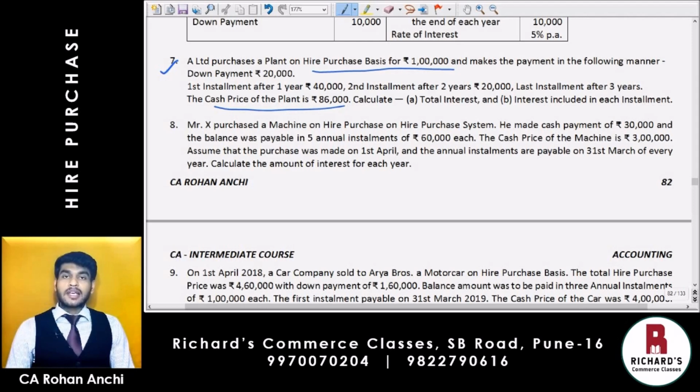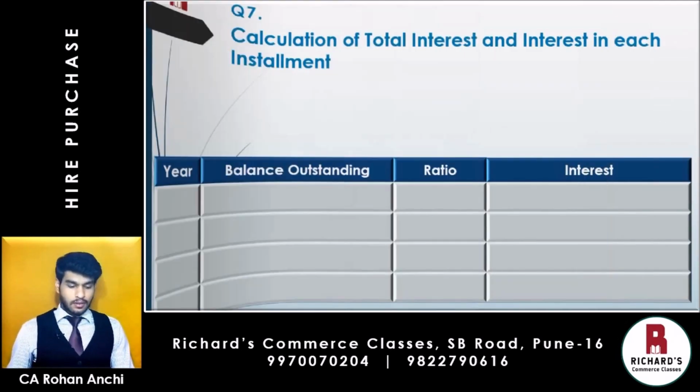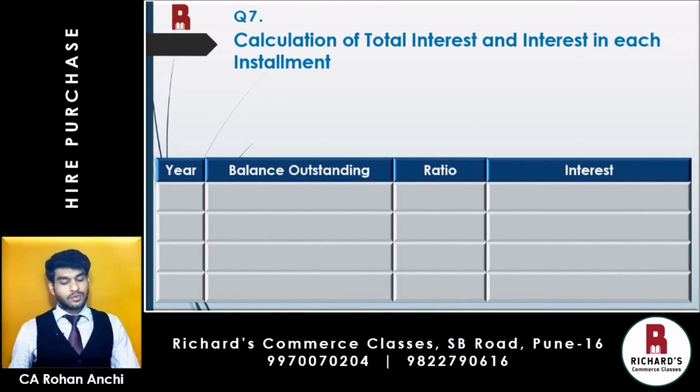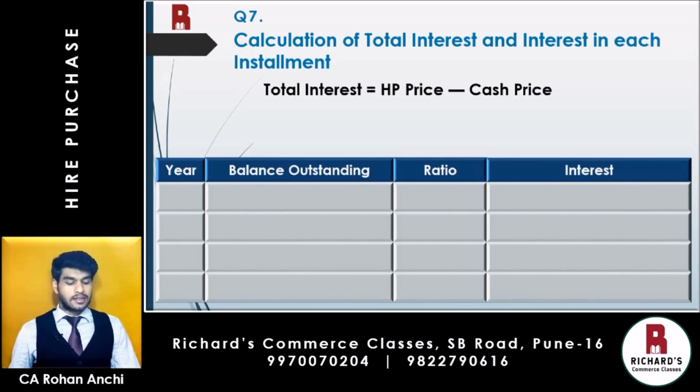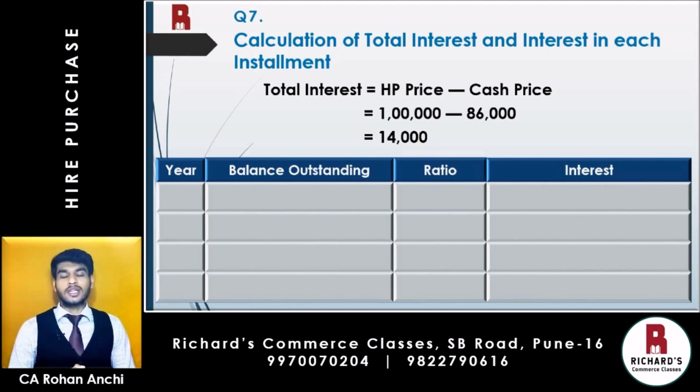Let us first start by calculating the total interest. Question number 7, calculation of total interest is part A, and interest included in each installment will be part B. So let us finish part A, that is total interest is equal to HP price minus cash price. That was 1 lakh minus 86,000, and the total interest during the term of the contract is rupees 14,000. Now this 14,000 is included in 3 installments, installment number 1, 2 and 3.